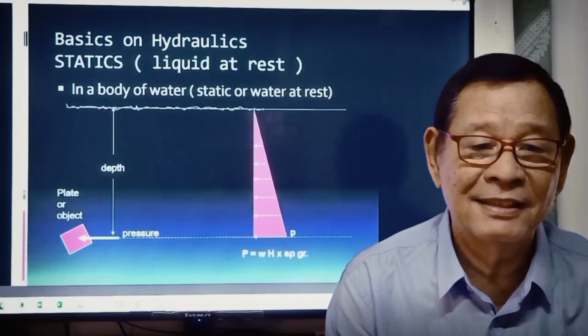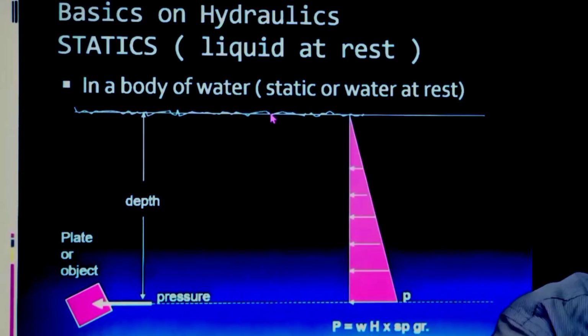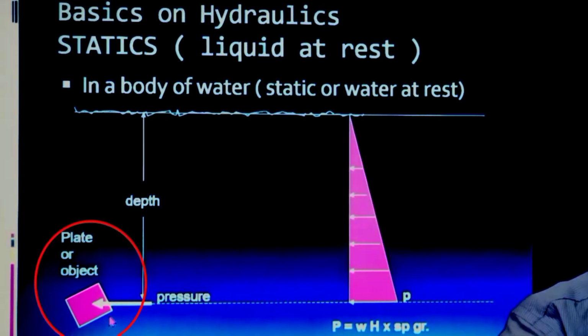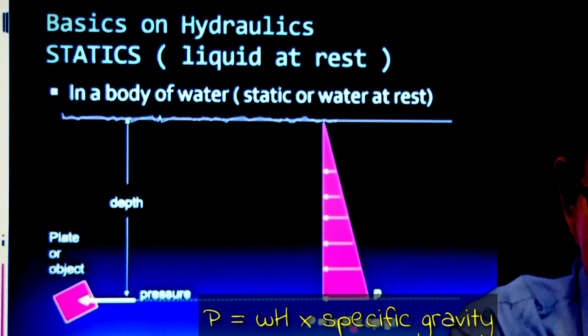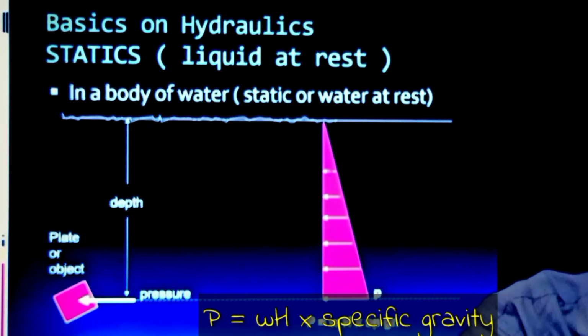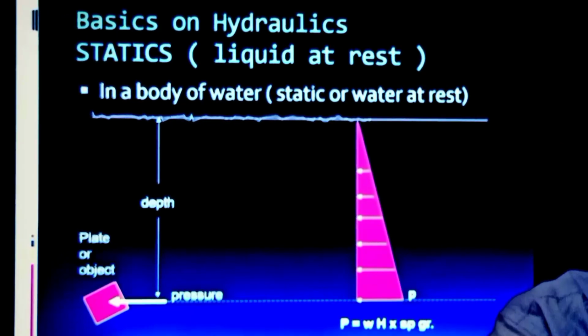Okay, basic of hydraulics. Say for example, statics, the liquid at rest. In the body of water, static or water at rest, when you submerge an object at the bottom or at any point within the body of water, the depth of that object represents a certain pressure, a pressure of wH or omega H times specific gravity. Like for this one, this is the triangular hydraulic presentation of pressures in the body of water.